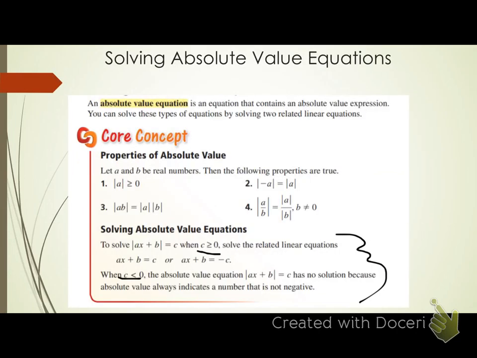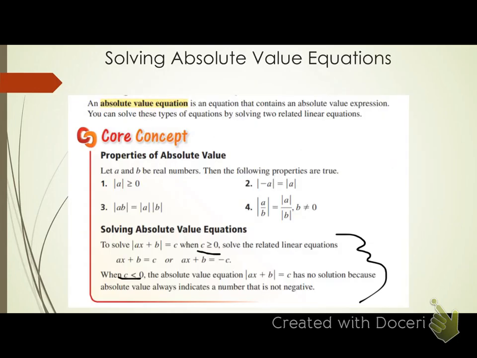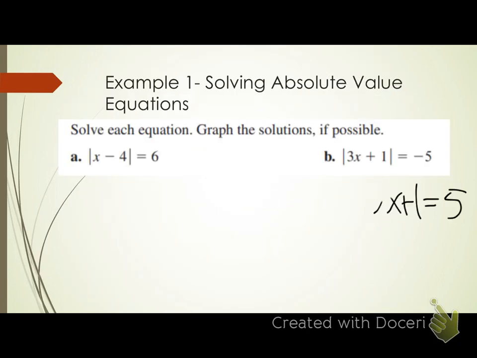Think about our little paragraph down here in our C value. In order to set up our two equations, what has to be true of C? Has to be greater than or equal to 0. So 0 or positive. Is my C value 0 or positive? No, it's negative 5, right? It's less than 0. What does it tell me I need to do if my C value is less than 0? No solution. So I can't set up two equations here. I just write no solution and I'm done.